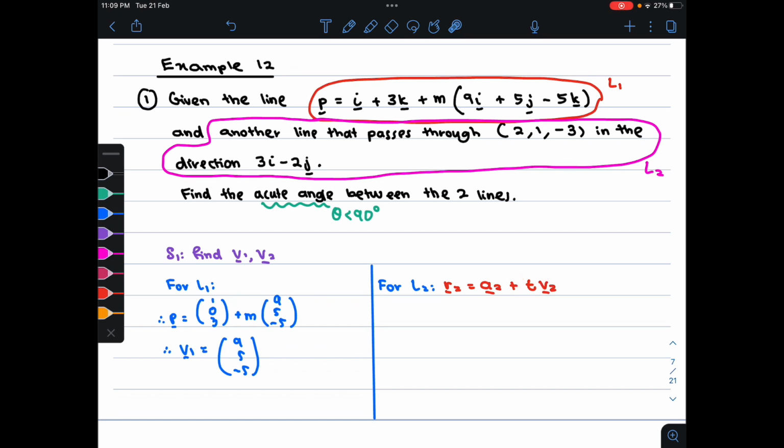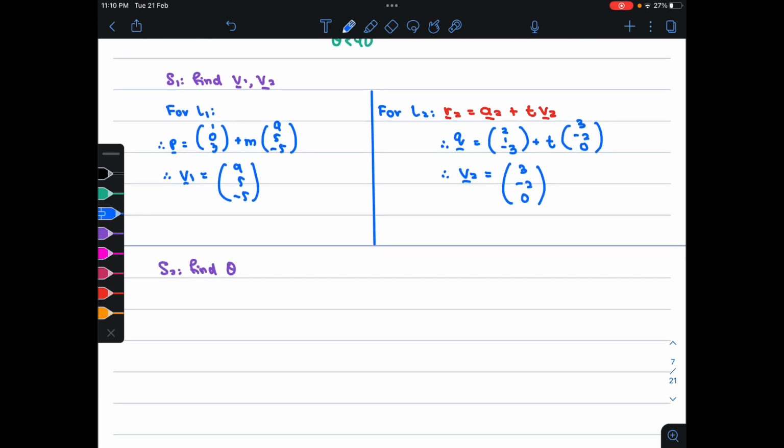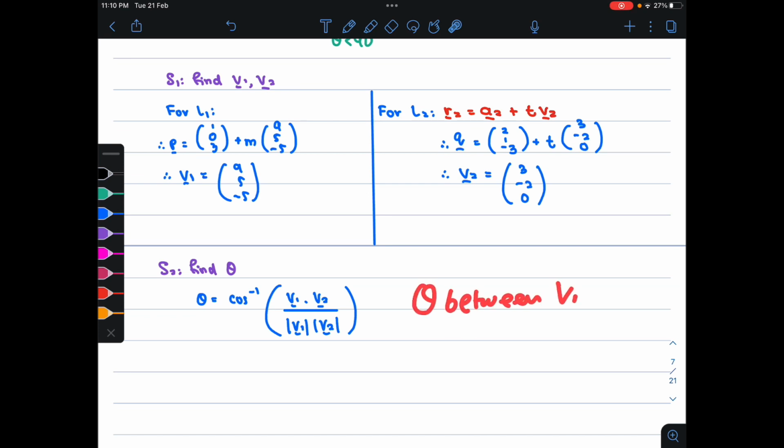So now we're just going to substitute. a2 is (2, 1, -3) and v2 is 3i minus 2j. So let's change r2 to become q. Step 2 is to find theta by using the dot product. So don't forget that the angle theta is between v1 and v2. That's why here you have v1, v2, v1, v2.